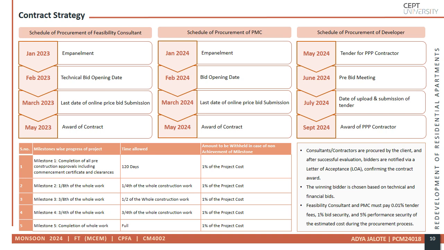The contract strategy for this redevelopment project is built on principles of transparency, accountability, and efficiency. From the rigorous selection of consultants and developers to milestone based execution plans, every aspect of the strategy is designed to safeguard project objectives and stakeholder interest. This approach ensures smooth project delivery and compliance with regulatory frameworks.